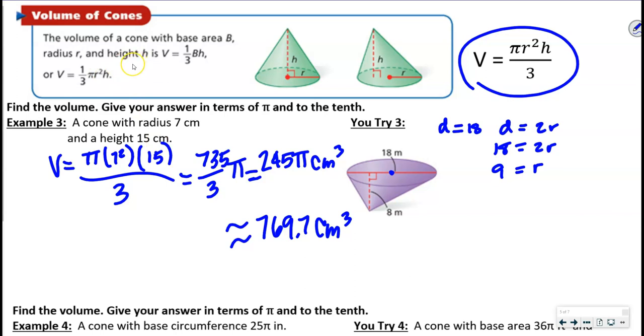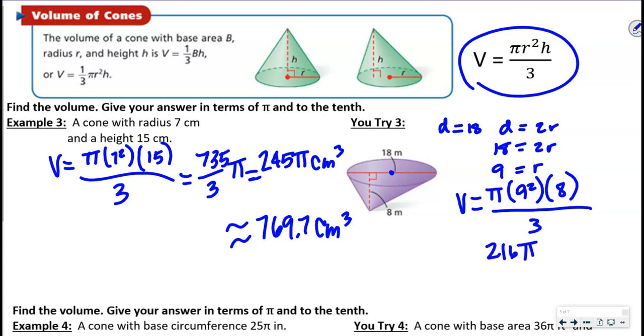Pause the video and come back to me when you're done. All right, so on this one we're doing, again, volume is equal to pi times 9 squared times our height, which is our 8, and then we're going to divide all that by 3. So when I did this one, I got 216 pi, and this is going to be meters cubed, right?